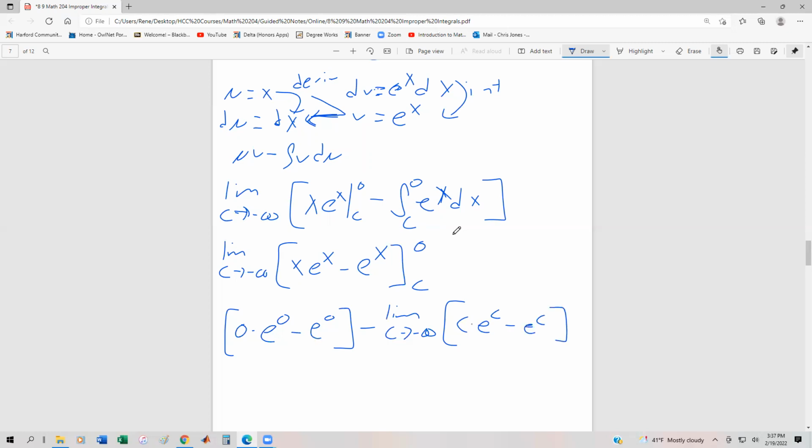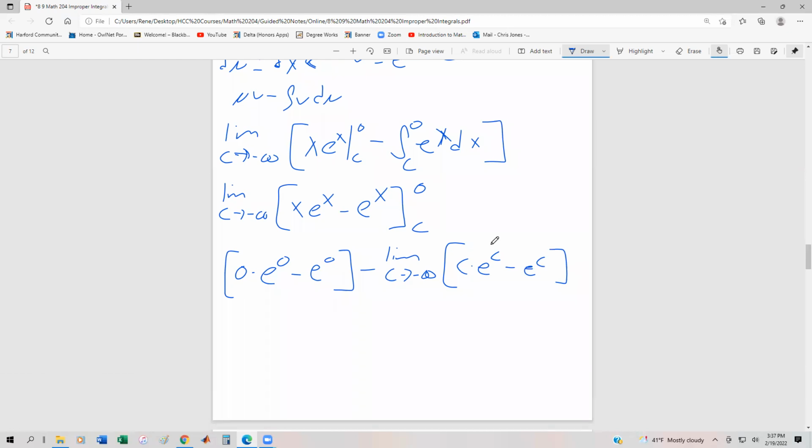Easier part first. Over here, 0 times e to the 0 is 0 times 1, which is just 0. This just turns into negative 1. So that's negative 1.